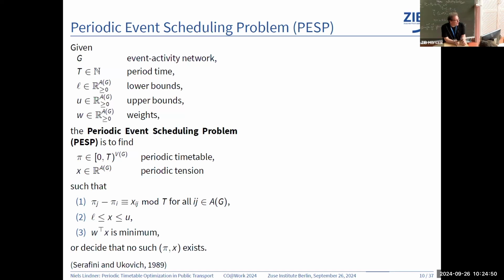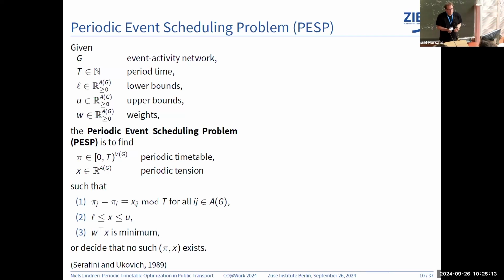The periodic timetable pi is just an assignment of times to the vertices, so an assignment of arrival times and departure times. And because the timetable is periodic, it makes sense to choose them between 0 and the period time T, because the timetable is supposed to repeat after the time T. So we can just say we pick a representative between 0 and T. And periodic tension is supposed to model the activity durations.